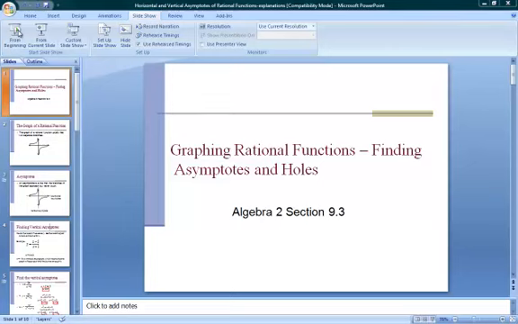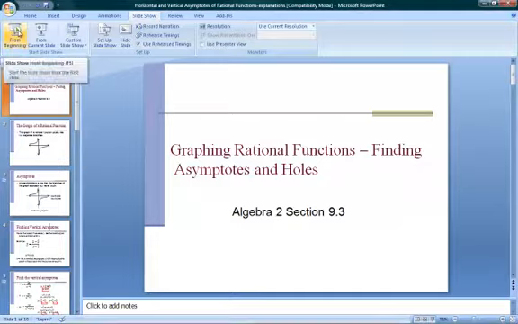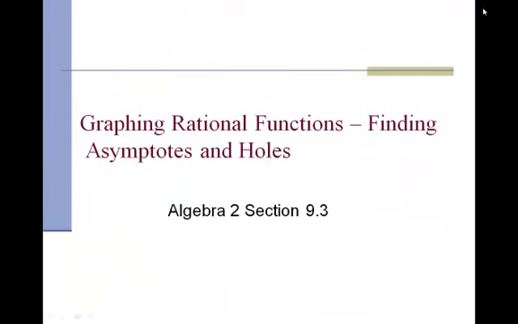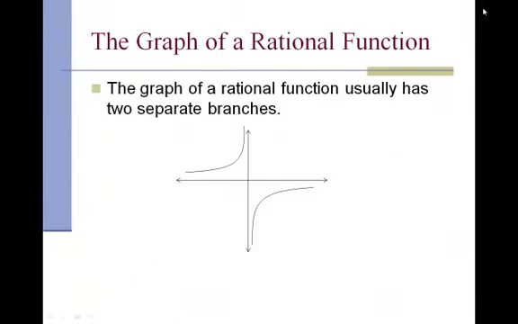Today we're going to be graphing rational functions, finding their asymptotes and their holes. This is section 9.3 in the Algebra 2 book. When you graph a rational function, usually you get a graph that has two separate branches to it. This is an example of what a rational function would look like when it's graphed.